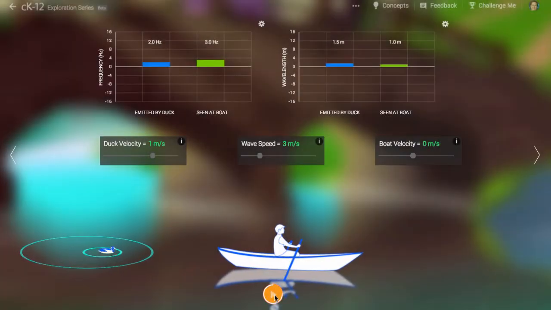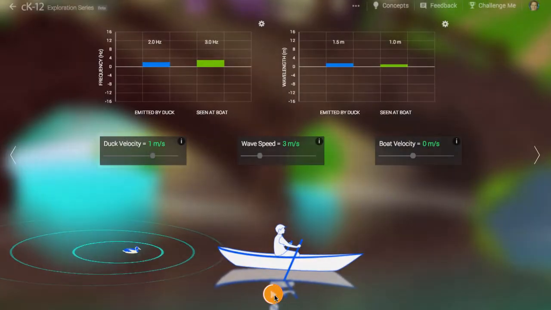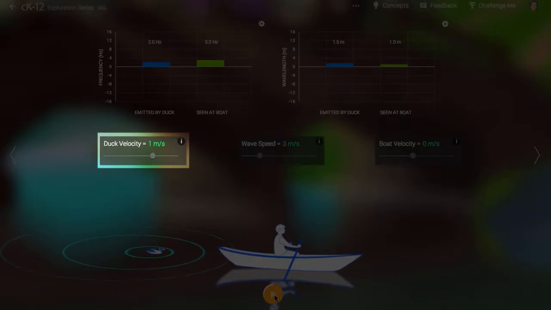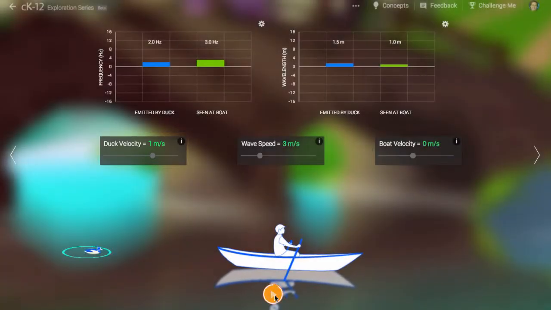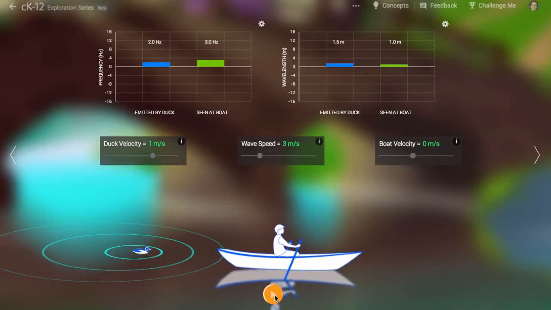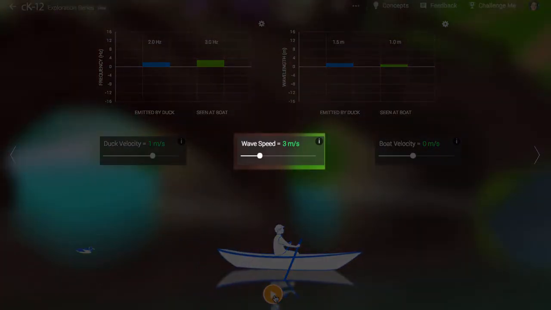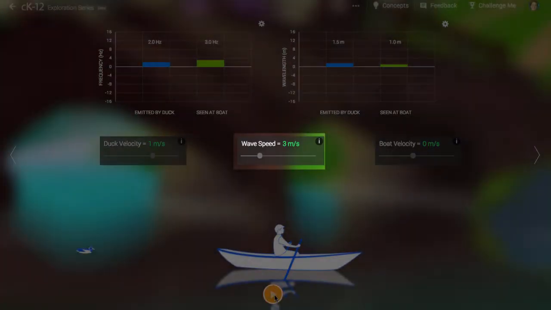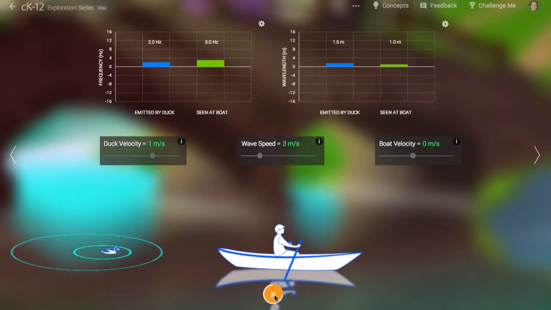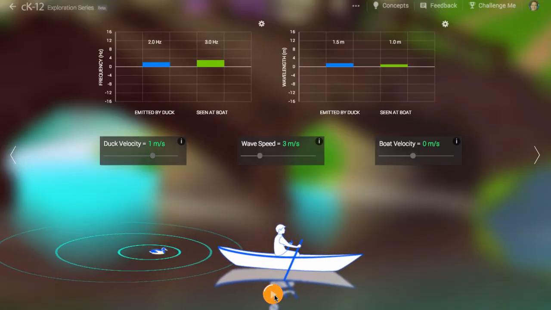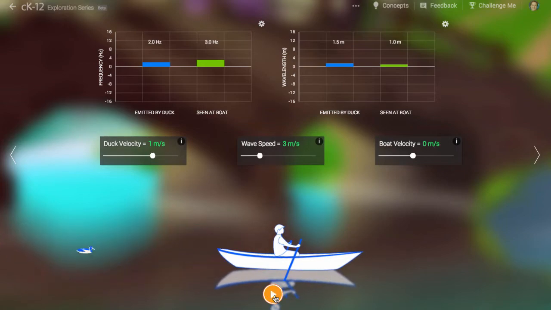When we first encounter our duck, she is drifting through the water at a speed of 1 meter per second. She is acting as a source of waves in the water that move outward from her in circular patterns. The speed at which the water waves move outward is 3 meters per second. This is determined by the depth of the lake at this point, not by anything the duck is doing. If a raindrop hits the water, waves would move outward at 3 meters per second as well.